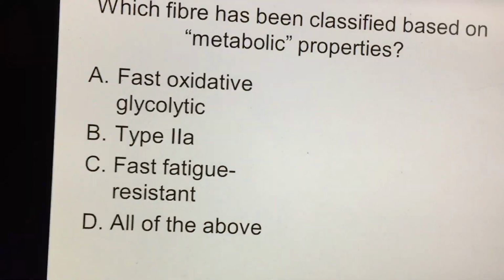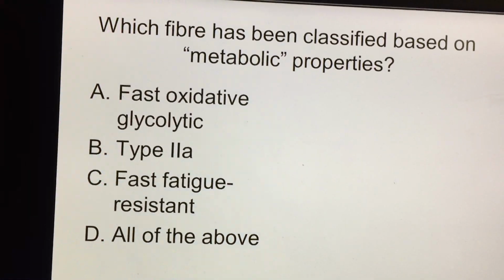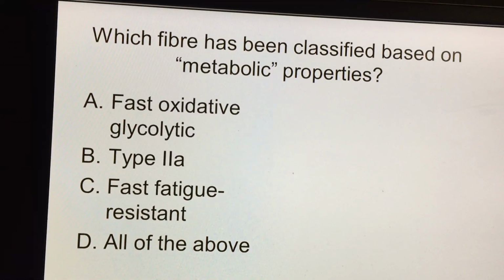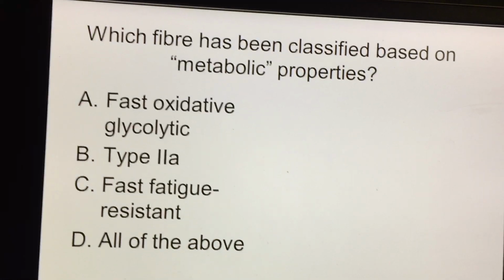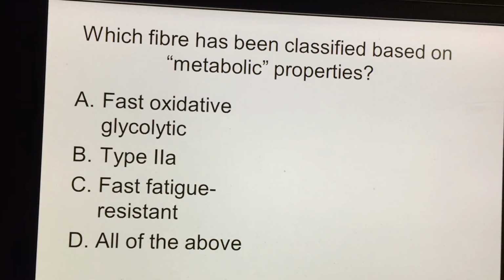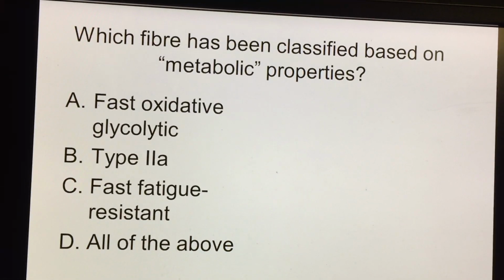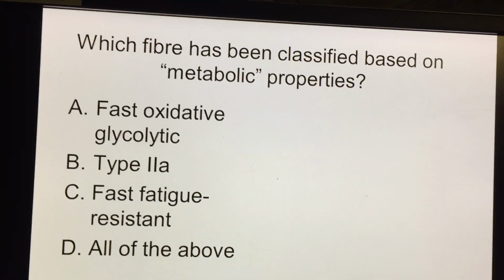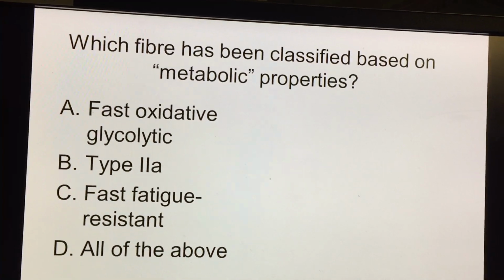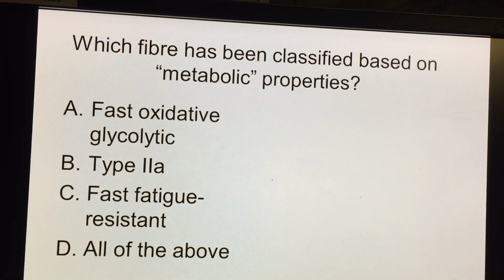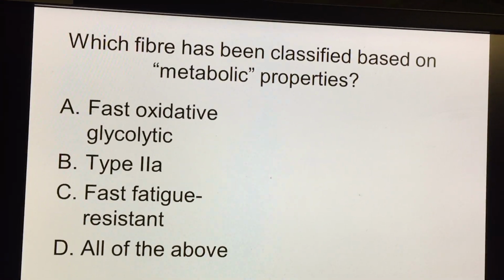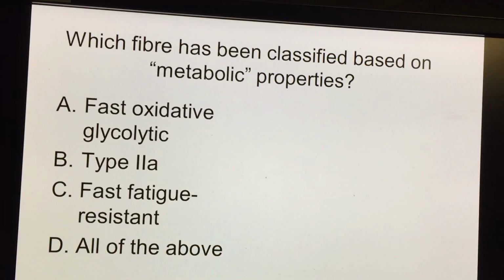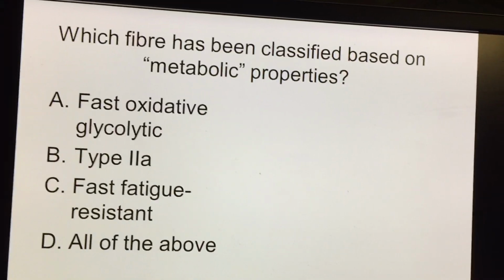Fast fatigue resistant is based on twitch contractile properties. So that's when you deliver an electrical stimulus to a muscle repeatedly, and in this case it has a fast contraction time, but it is also fatigue resistant, so the force doesn't drop off that much with repeated muscle contractions. So the best answer here would be A, your fast oxidative glycolytic.